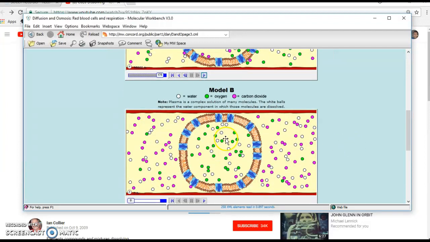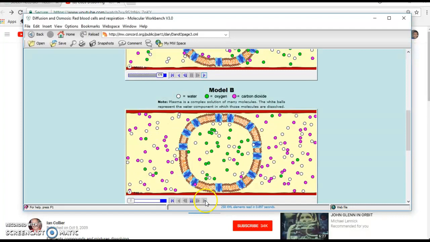It's kind of the opposite in this example. In this example, we have a higher concentration on the inside and a lower concentration of oxygen on the outside. And let's play it. Let's see if the oxygen goes from high on the inside to low on the outside.